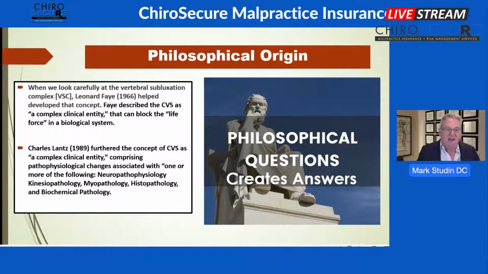And Charles Lance in '89 furthered the concept of a chiropractic vertebral subluxation complex as a complex clinical entity comprising pathophysiological changes with one or more of the following. And he really furthered it. And this is what Leonard Fay brought out: neuropathophysiology, kinesiopathology, myopathology, histopathology, and biochemical pathology as a result.